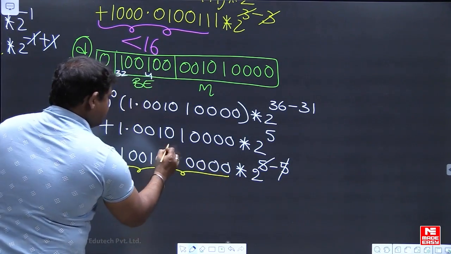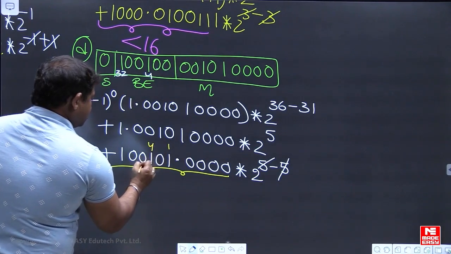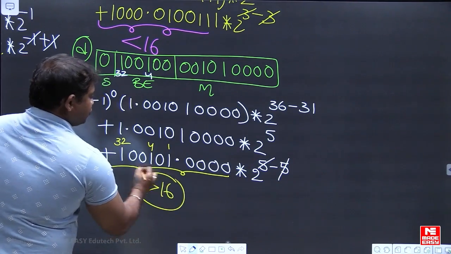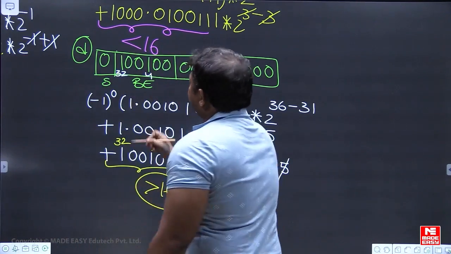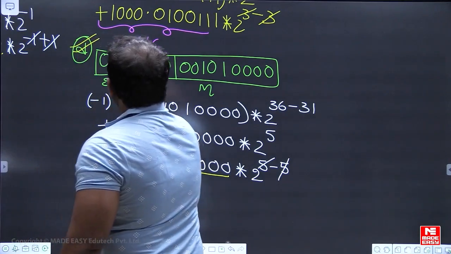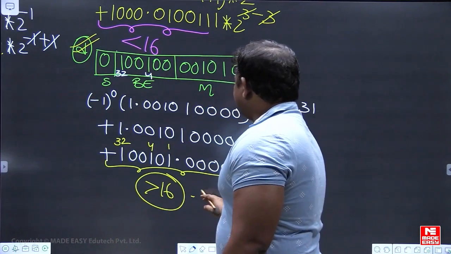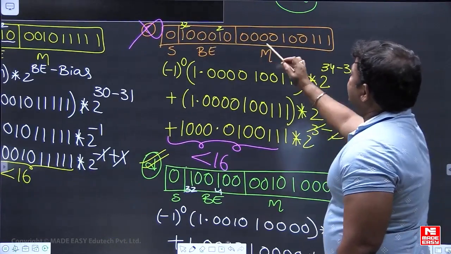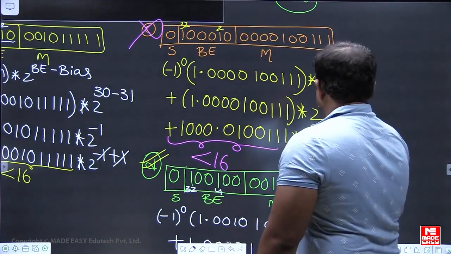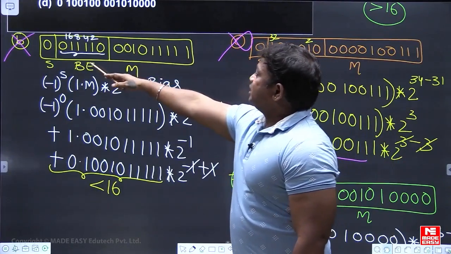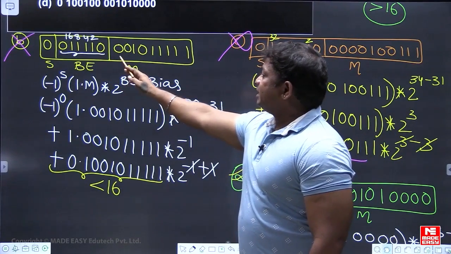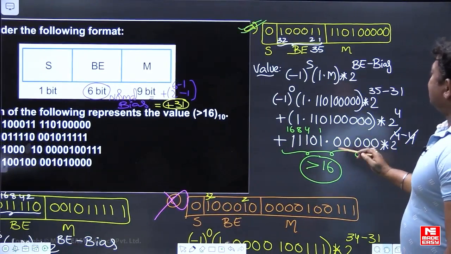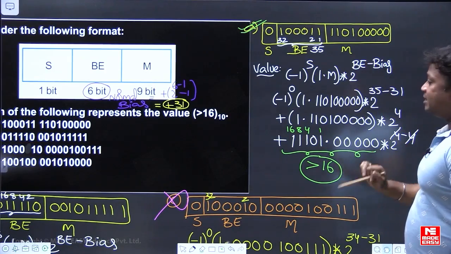So this decimal value: 1, 2, 4, 8, 16, 32. So this is greater than 16. So for this D option, the binary code equivalent decimal value is greater than 16. C option, binary code equivalent decimal value less than 16. B option, equivalent decimal value of the given binary code less than 16. A option, equivalent decimal value of the given binary code is greater than 16.